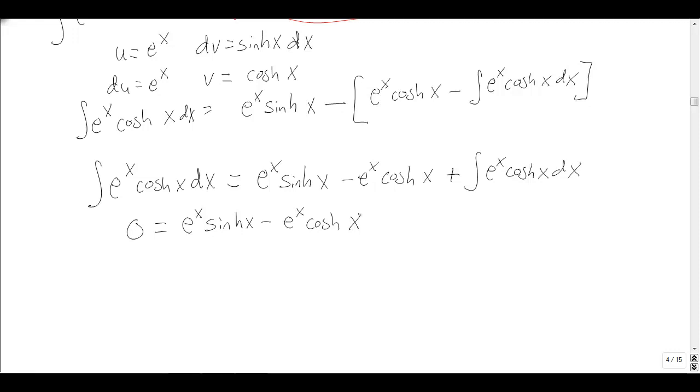Now, this seems a bit weird. I should be able to solve for the integral, but I'm getting essentially cosh x equals sinh x here. So that tells me probably actually that something went wrong.